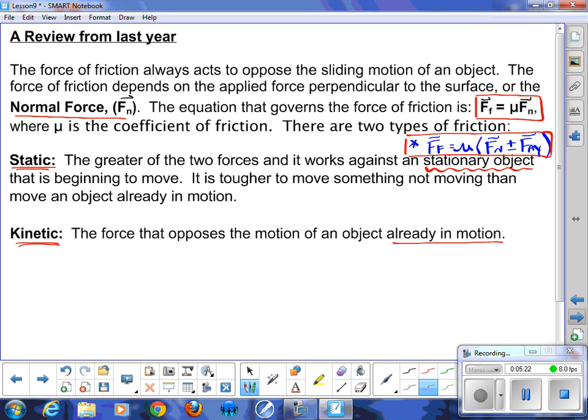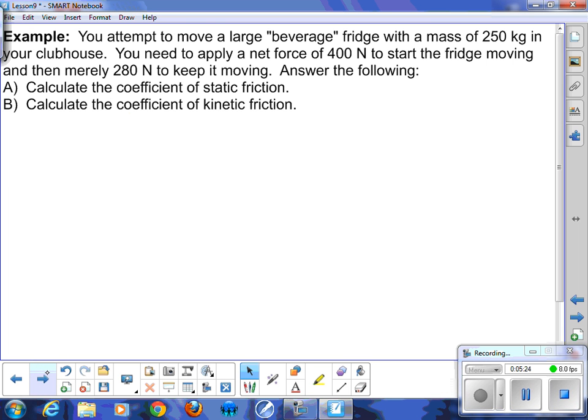Okay, moving along. So an example. You attempt to move a large beverage fridge with a mass of 250 kilograms in the clubhouse. You have to apply a net force of 400 newtons to start the fridge moving, and then nearly 280 to keep it moving. So answer the following.